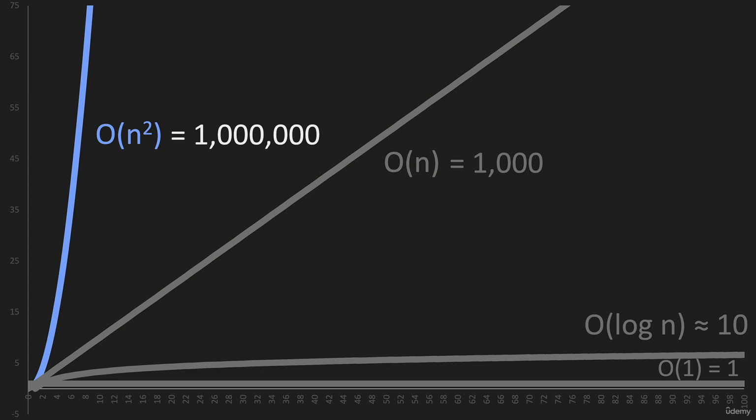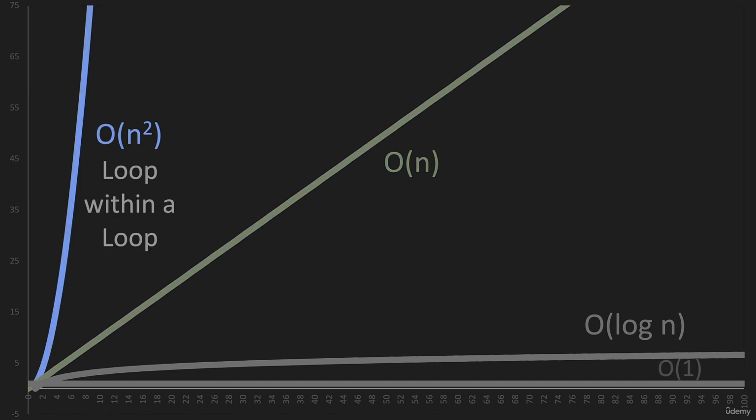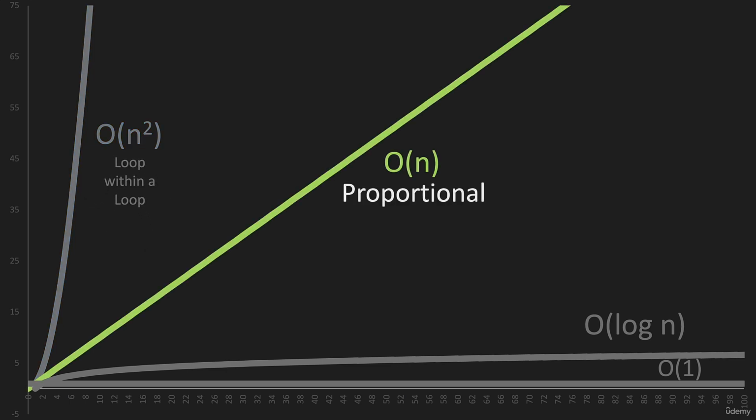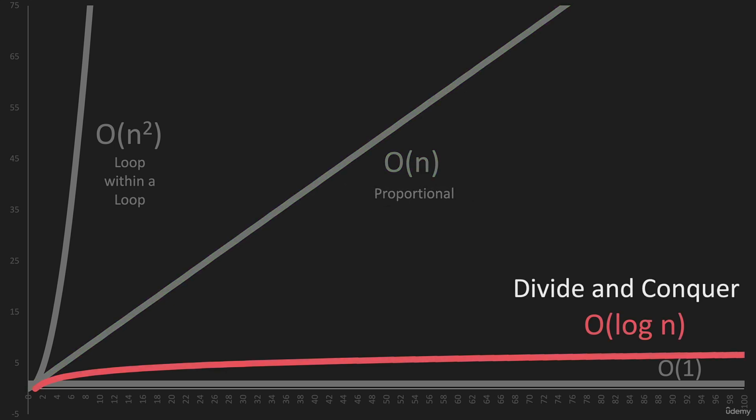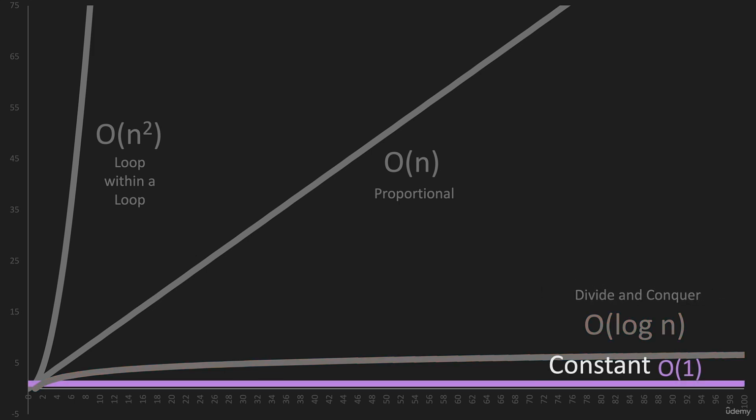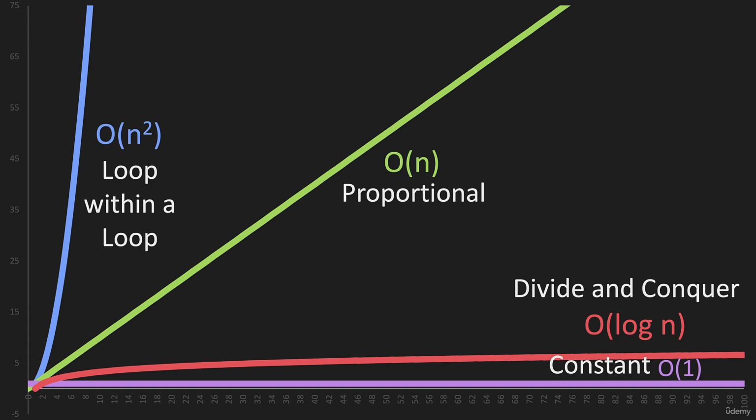So there are different words and phrases that you'll hear used with each of these. So O of n squared is going to be a loop within a loop. O of n, you'll hear the word proportional. O of log n, you'll hear the phrase divide and conquer. And with O of 1, you'll hear the phrase constant time. So these are our big four that we're going to look at in this course.